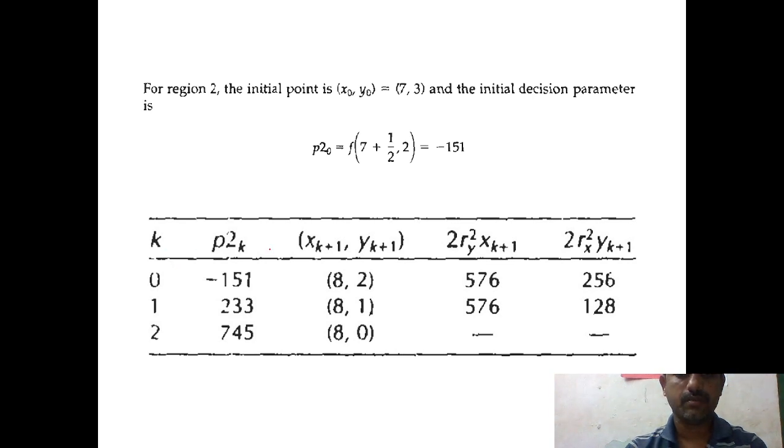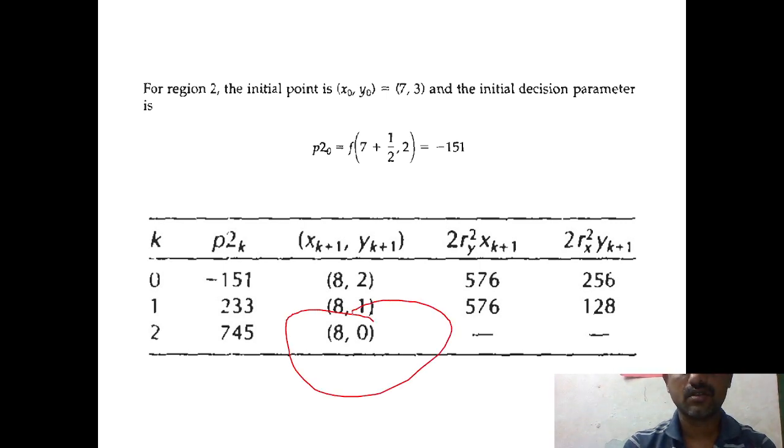C. K p2k xk plus 1, yk plus 1, 2 ry square xk plus 1, 2 rx square yk plus 1. Now minus 151 8 comma 2 576 258. Next 1 233 8 comma 1 576 128 and 2 745 8 comma 0. When x comma y any one of them is 0, we can stop the process.